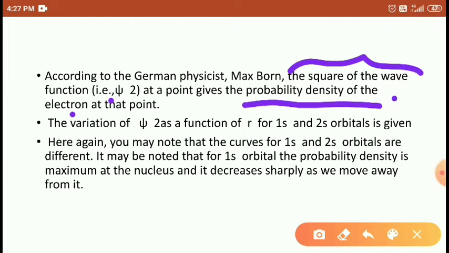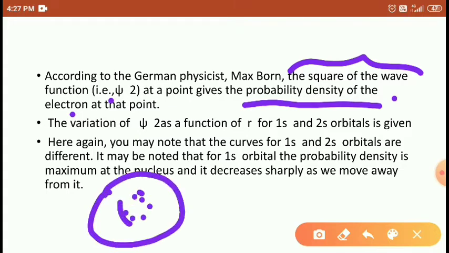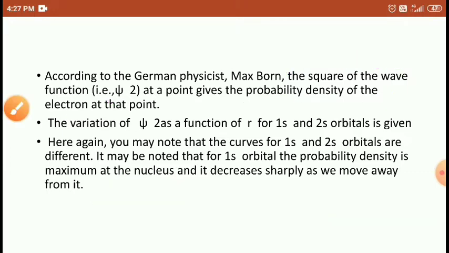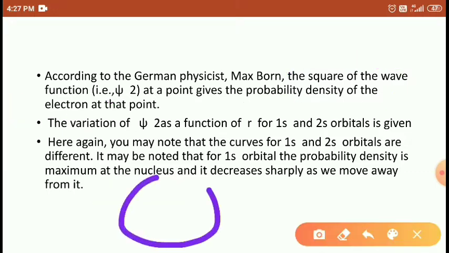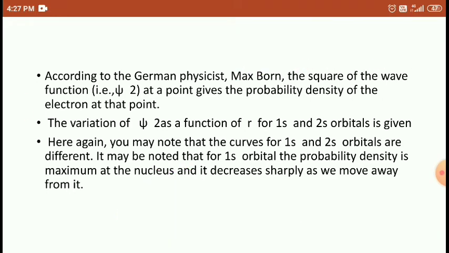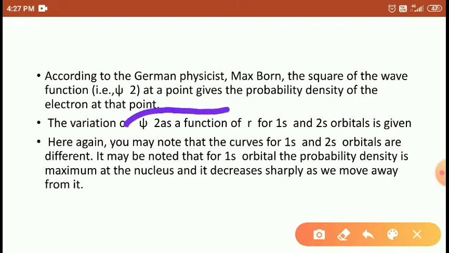Right, students? So in the atom, the electron density may be high around the nucleus. In the nucleus region, the probability of electron density is high. So he denoted that as psi square, or square of wave functions. First he used psi square with radius, because he wanted to determine the shape of the 1s and 2s orbitals.